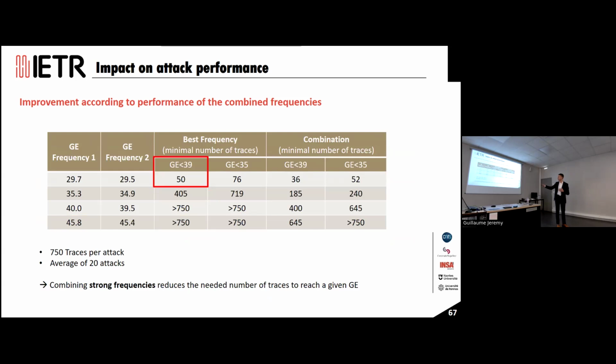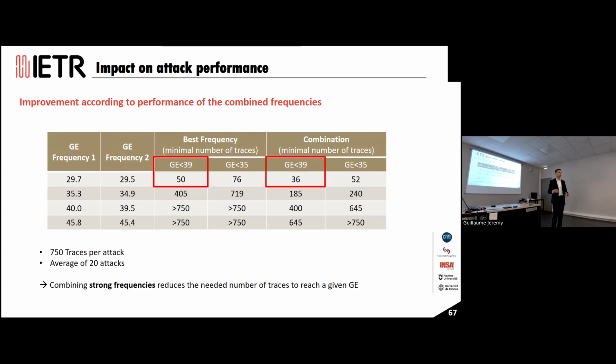For example, here we are looking at the number of traces that the best of the 2 combined frequencies need to get a guessing entropy of 39. And this number of traces is equal to 50. And with the combination, to get the same result, we need 36 traces.